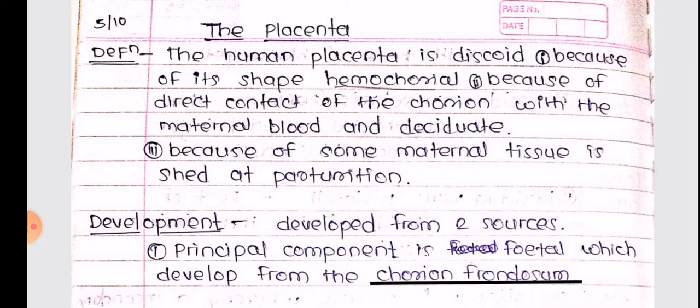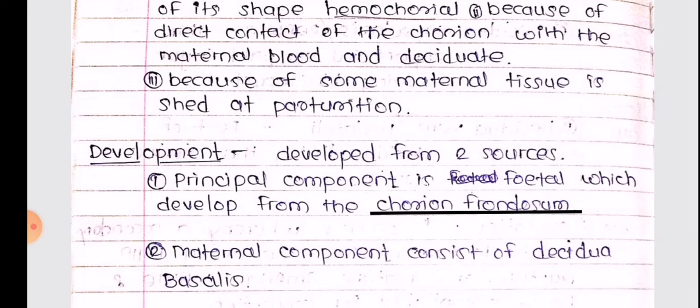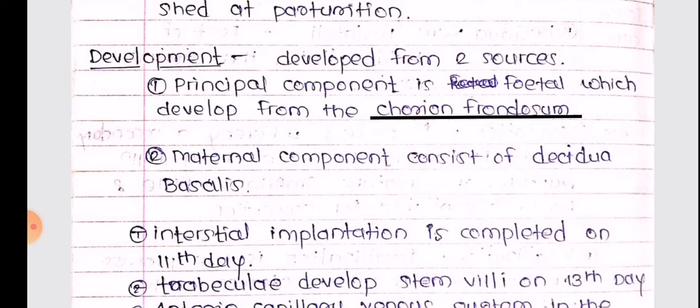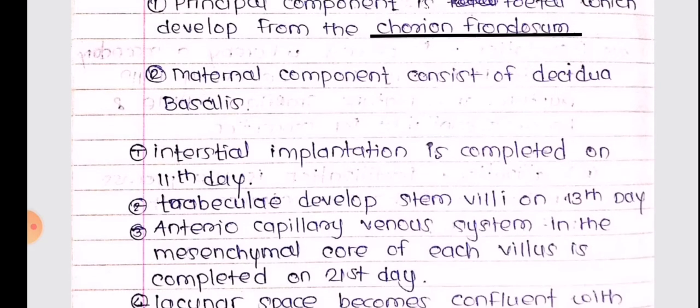The placenta definition. The human placenta is discoid because of its shape, hemochorial because of the direct contact of the chorion with the maternal blood, and deciduate because some maternal tissue is shed at parturition. The development of placenta. It is developed from two sources. The principal component is fetal, which develops from the chorion frondosum, and the maternal component consists of decidua basalis.